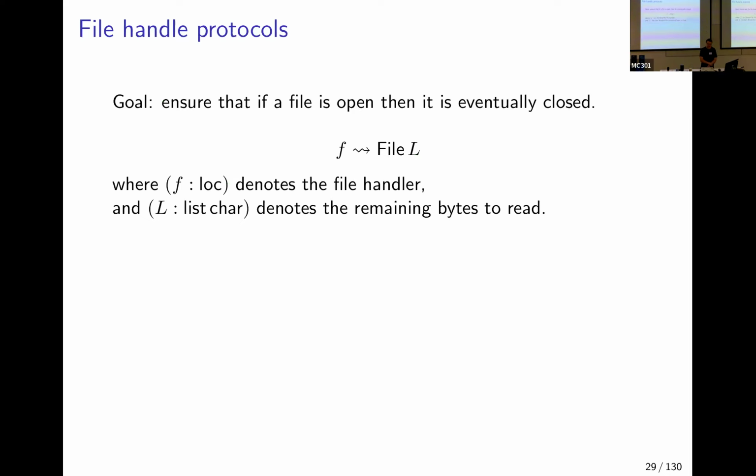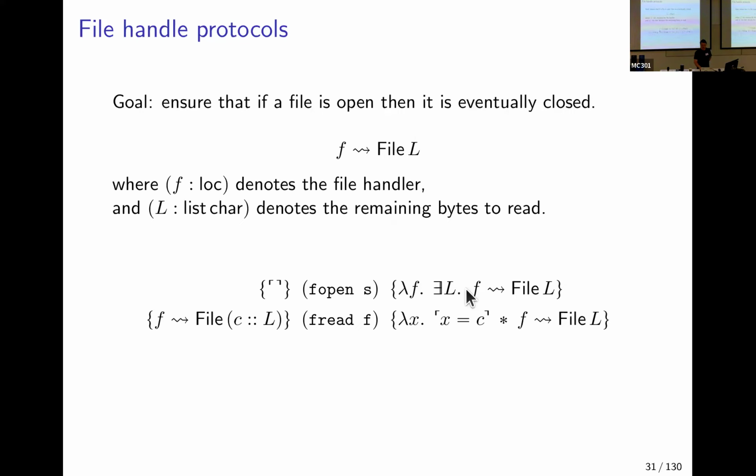Oh yeah, a simple resource is a file handler. You're not supposed to throw file handlers away, you're supposed to close them. So if you have a logic that doesn't have the GC rule, you could ensure that all of the files you open are closed at the end of your program with a bunch of rules. You have fopen of S, and it returns a file handler F such that there exists a list of characters L, and F points to a file of L. When you read, it's like popping from this list, and you have a close function that just returns the empty heap, given a file descriptor.